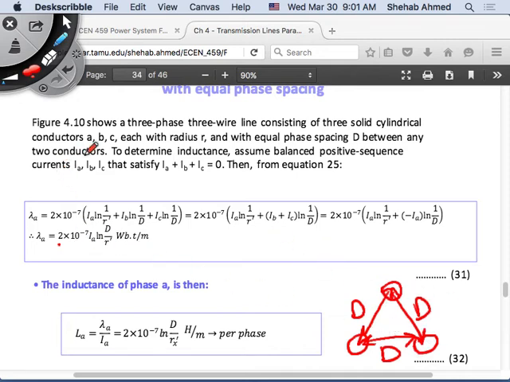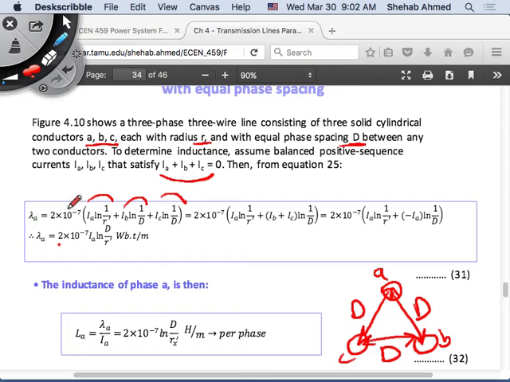In this example, I have three conductors, A, B, and C, each with radius R, so they're the same conductor. And the phase spacing between phases A, B, and C is distance D, right? So that's the example that we have. So again, go back to the equation. The equation now will have three terms in the summation. We also have the identity that IA plus IB plus IC is equal to 0, right?